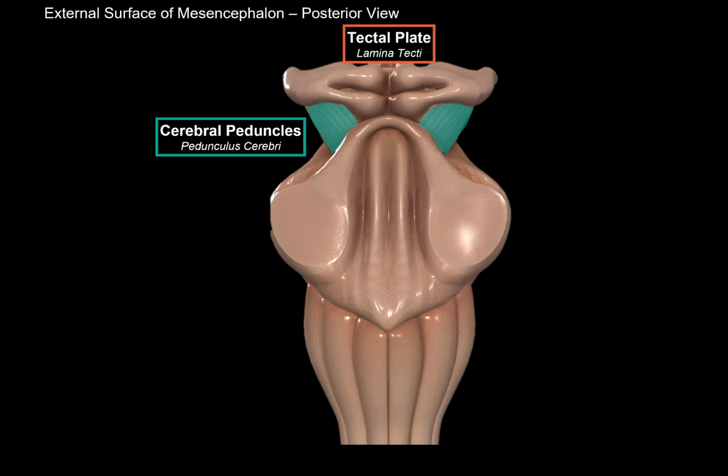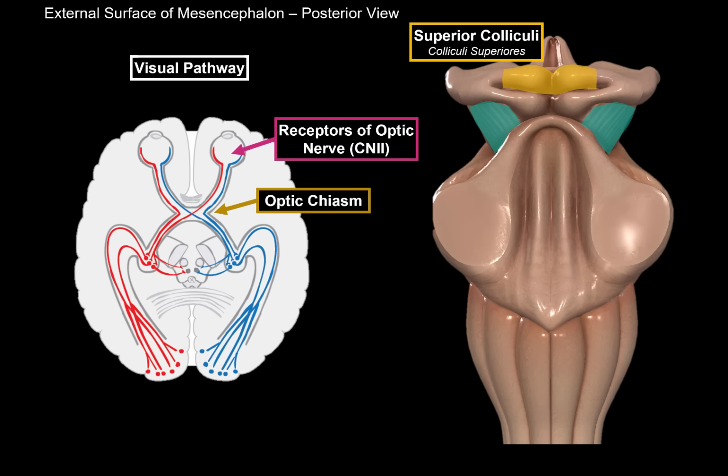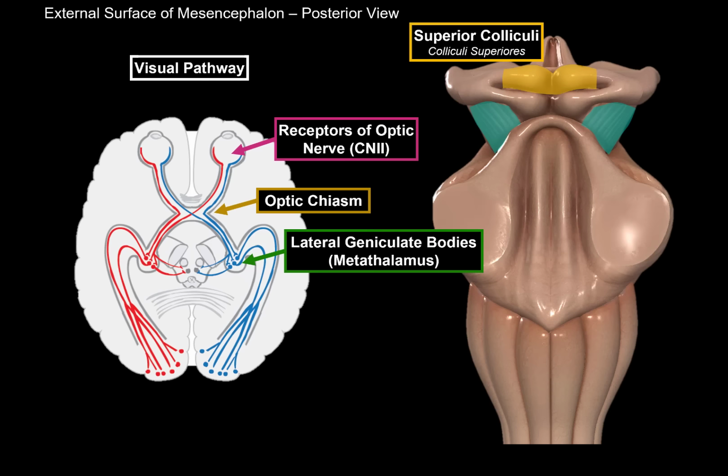And you will notice that on the tectal plate, you will find four rounded structures. The upper two are called the superior colliculus, and they are associated with the rapid and controlled eye movements. Now, how are they able to do so? To understand that, we need to go through the visual pathway. Within the retina of your eyes, you have receptors for the second cranial nerve, the optic nerve. These fibers of the optic nerve will go back, and then half of the fibers will cross to form the optic chiasm. After that, they will synapse with the lateral geniculate bodies, which are the metathalamus.